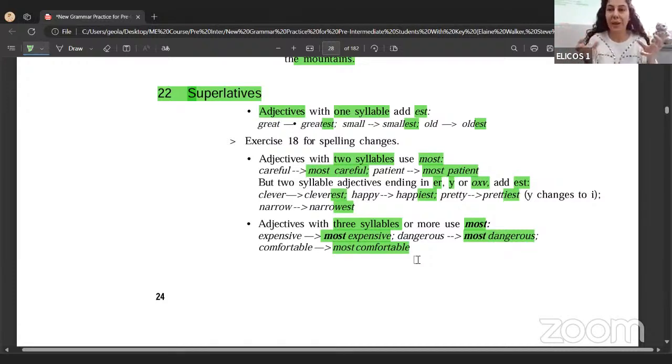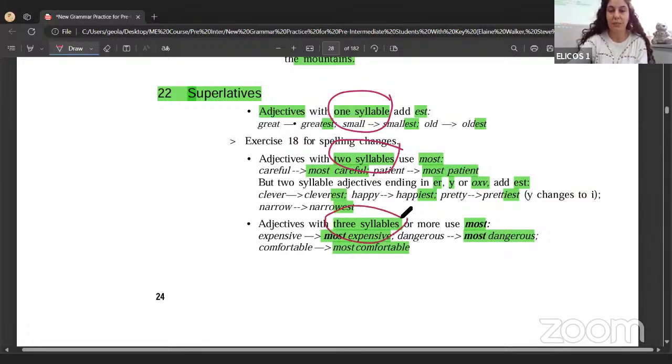Okay, so again, we're using our adjectives, and that's what we change. We change the adjectives, but you look at the sound. Does it have one syllable? That means one sound. Does it have two syllables? Or does it have three syllables? And then you add the EST or you add most. So that's what you need to remember: the EST or the word most before the adjective.